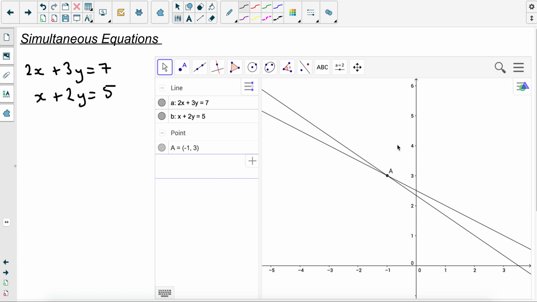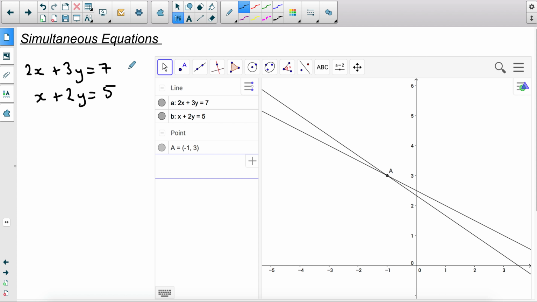This video is about solving simultaneous equations. This is part 1, where we will solve them using the substitution method, and part 2 will be about solving them using the elimination method. We're going to do a quick introduction to simultaneous equations just to understand what they are.